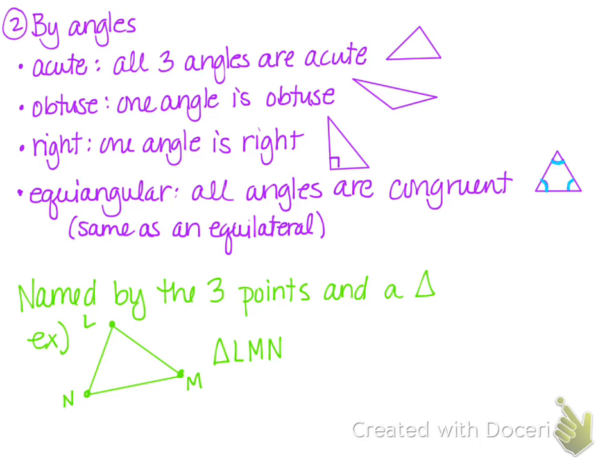Okay, so the way we name them is by the three points and this little triangle symbol right here. So here's a little example. I've got a triangle drawn, and this is how we write it. We write the little triangle symbol, LMN, and we just say that as triangle LMN.